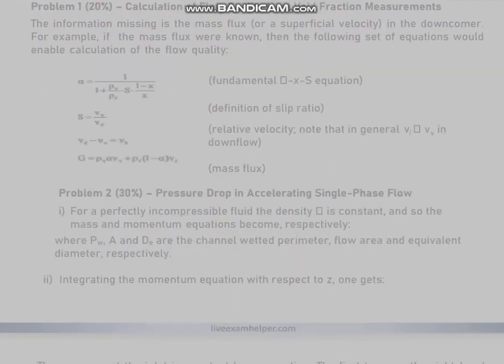Problem 1, 20%. Calculation of flow quality from void fraction measurements. Solution. The information missing is the mass flux, or a superficial velocity, in the downcomer. For example, if the mass flux were known, then the following set of equations would enable calculation of the flow quality. Fundamental excess equation. Definition of slip ratio. Relative velocity. Note that in general V_vl is negative in downflow.